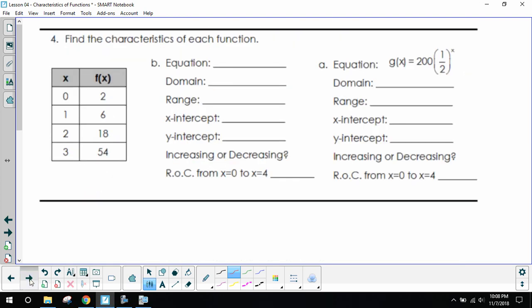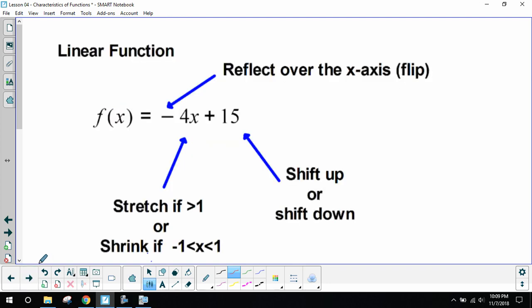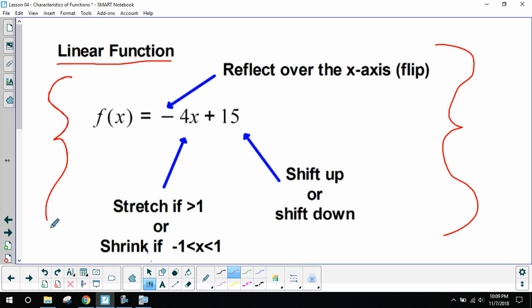Guys, now we walked into transformations, linear functions. You really need to write this down. As you know, f of x, again, same thing as y. Reflect over the x-axis. The negative tells you if you're reflecting over the x-axis. 4 is going to control the stretch if it's greater than 1. Shrink if it's... I don't like this terminology. We're going to change this.